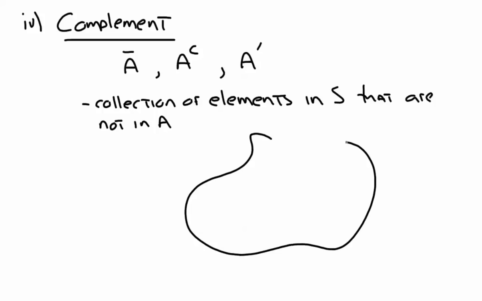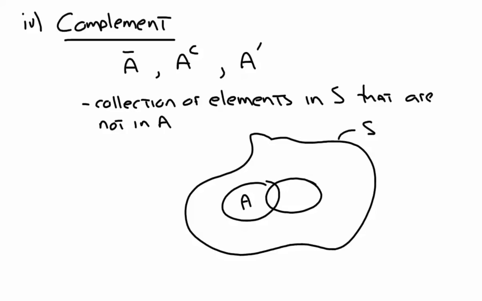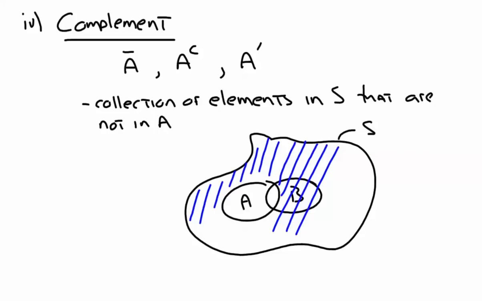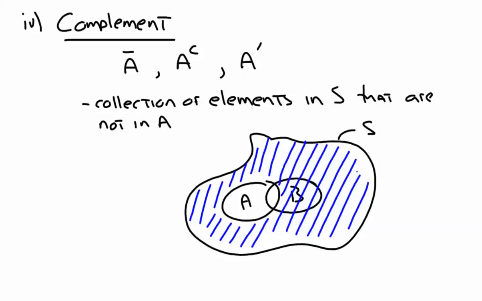So if this is my sample space, this is set A, and this is set B, then everything that's not in A is in A complement. So that would be all of this. All of this stuff out here is A complement. All right? Okay, so those are the four basic set operations that we will employ from time to time. Let's talk about some useful relationships that you'll encounter.